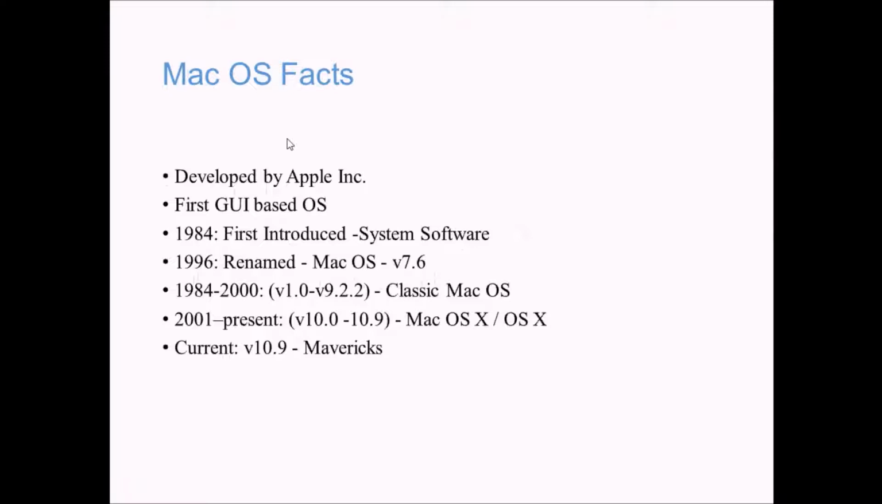These are the Mac operating system facts. It was developed, and is being developed, by Apple Incorporation. And first, it was a GUI based OS. GUI is a graphical user interface. It's like when you switch on the computer, the components you are seeing on the desktop, it's a GUI, and when you are clicking or maximizing or minimizing, it's a GUI.